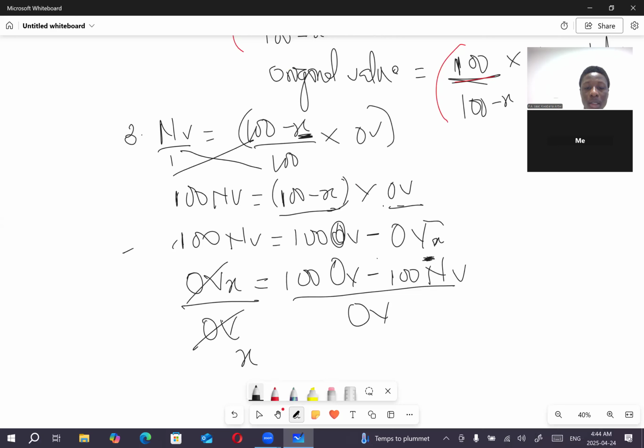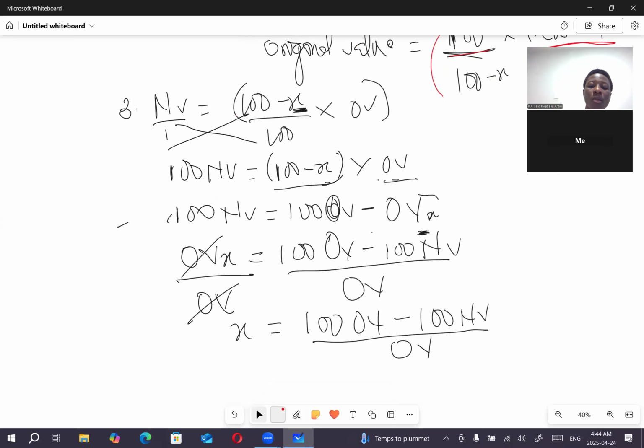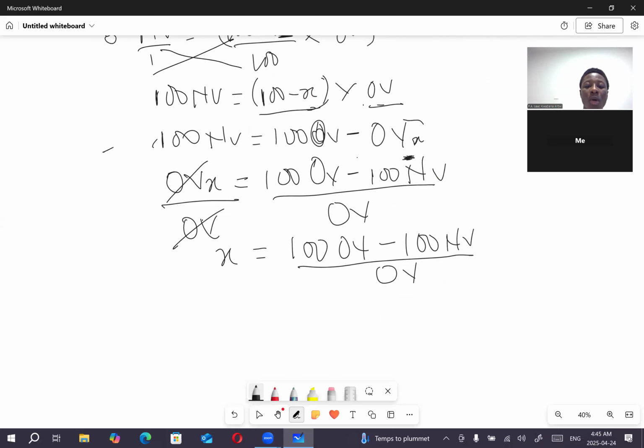So here you have X is equal to 100 OV minus 100 NV all over OV. Or you will see that X is equal to 100 into bracket OV minus NV. I just made 100 a subject all over OV.